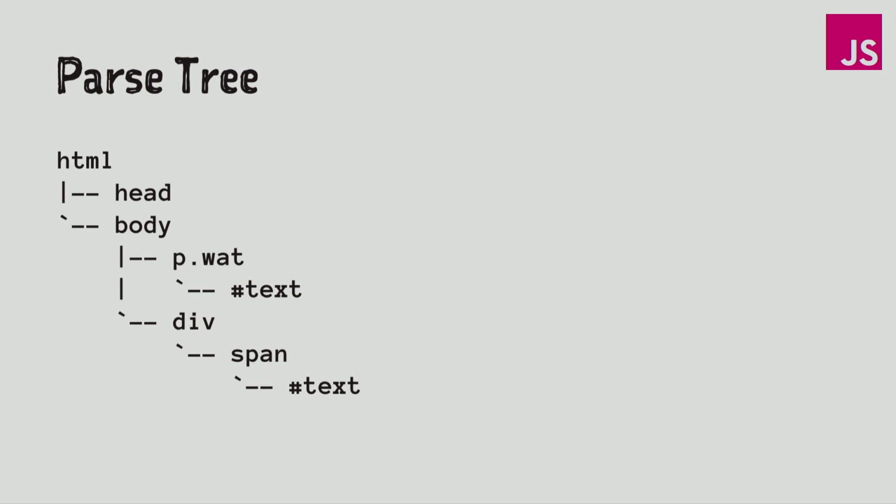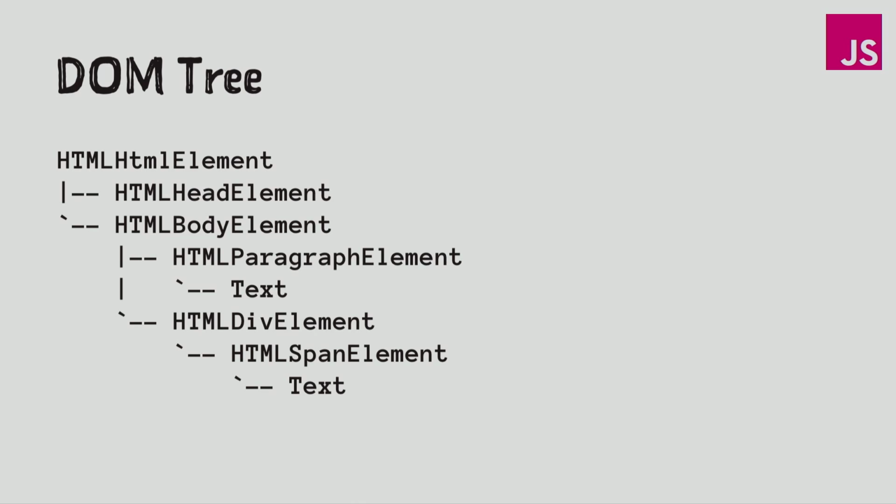That'll create a parse tree. So a parse tree is a representation of your HTML. It's pretty much one-to-one. You can see there, it's got all the elements in there, a paragraph, a div, a span. And then it'll take that parse tree and turn it into a DOM tree. So that's all the DOM elements. And that's what you'll interact with using JavaScript in the page.